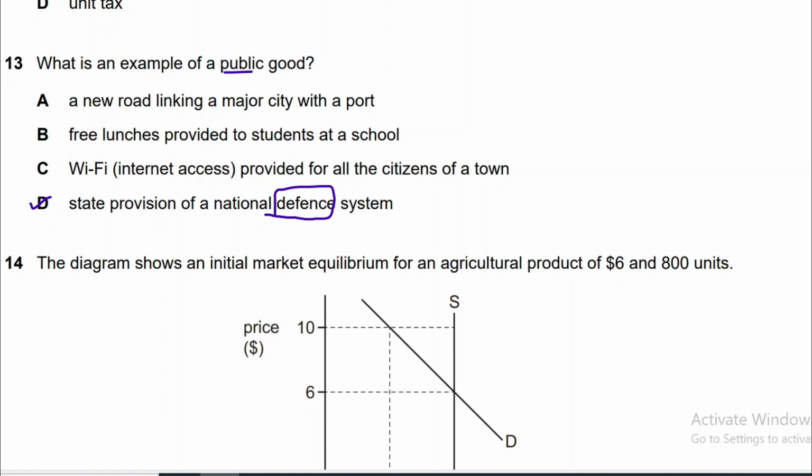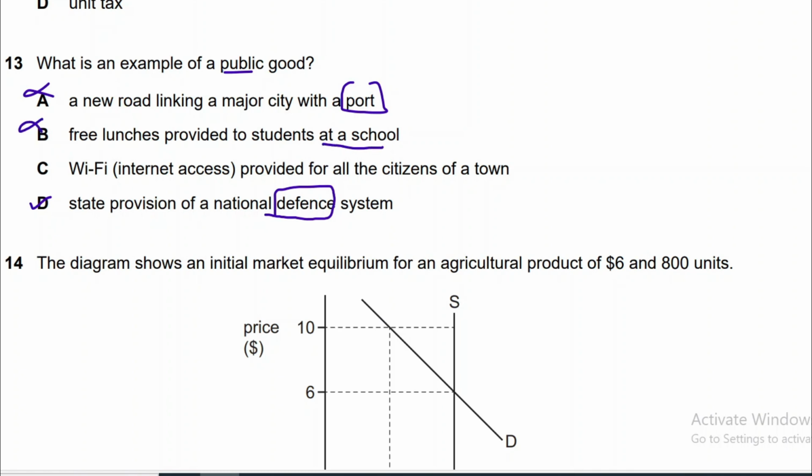So this is not always an example of a public good. This can be an example of a public good if everyone is allowed to use it. If it is basically connecting to a port, then only the people who have to travel to the port will be allowed to use it. So there are certain barriers, everyone cannot go there. Like this is not non-excludable and non-rival. So this is incorrect.